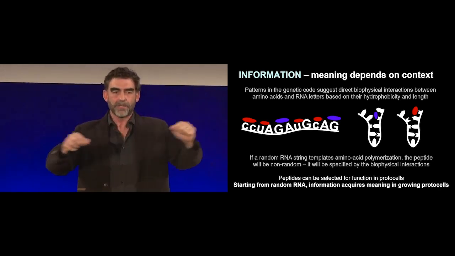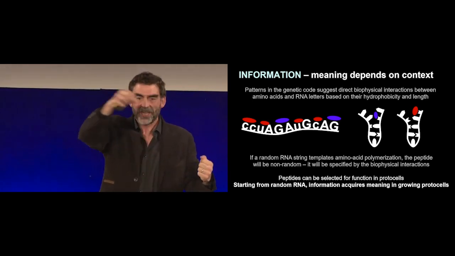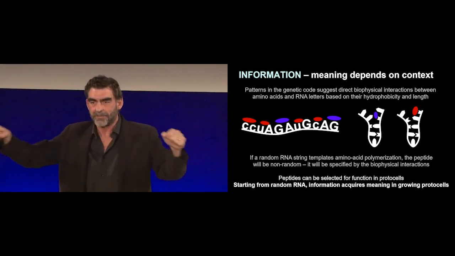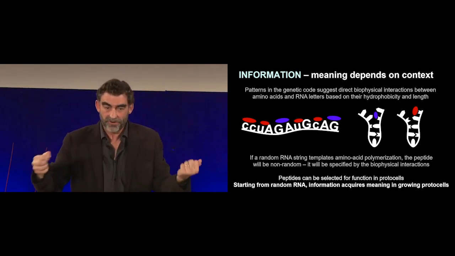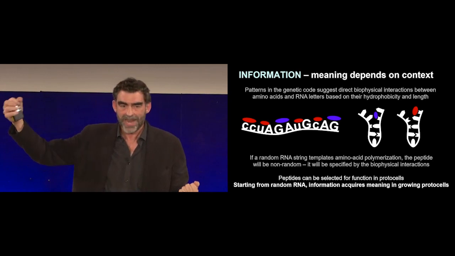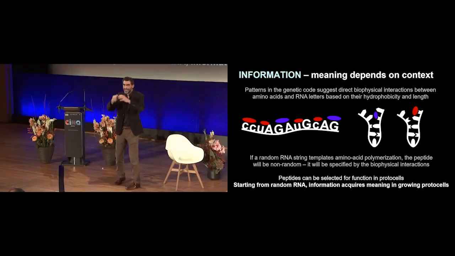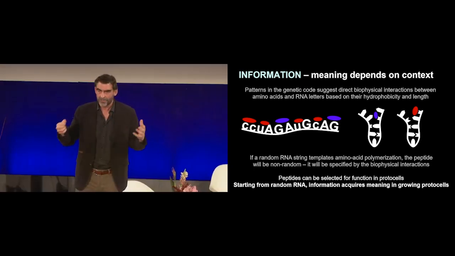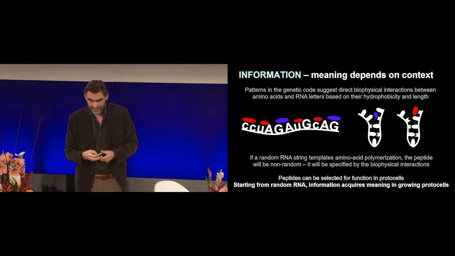And if you have a random sequence of RNA, and onto that you effectively stick a non-random set of amino acids that are stuck there because of the biophysical interactions, then what you've got is a random sequence of RNA templating a non-random peptide, which can do a job like catalysis. And if that is inside some kind of protocell, then there's no problem with the origin of information in biology. So conceptually, it's not necessarily difficult. Whether any of that's true or not, I'll let you judge at the end of the lecture.